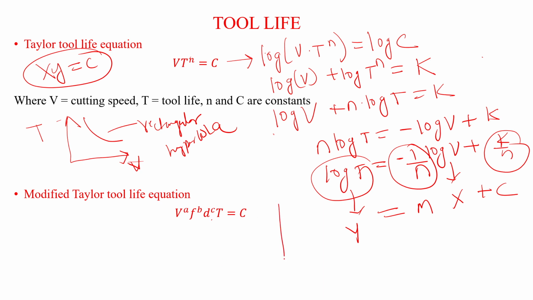So when you draw the graph between log V and log T, you will get a graph like this. Why this? Because it has a negative slope. See, minus 1 by n is the slope, right? Therefore, you will get this graph. Is it okay?